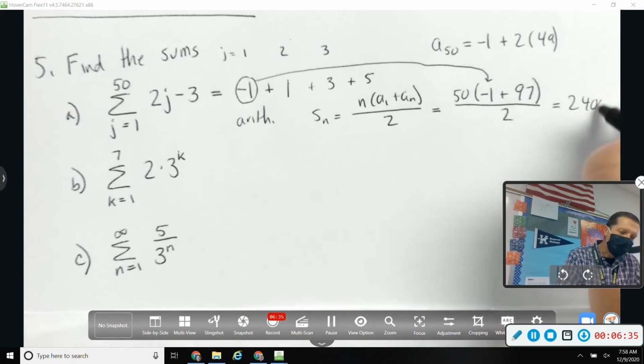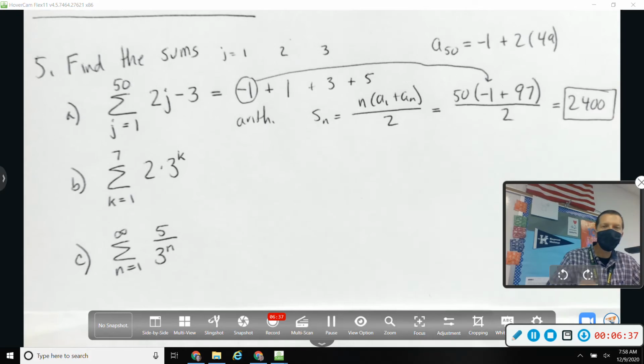I saw that on a number of papers, so I feel good about that answer. Wait, that's not a good method for you to use, though, on test day. I saw it on a number of papers, so I feel good about my answer.